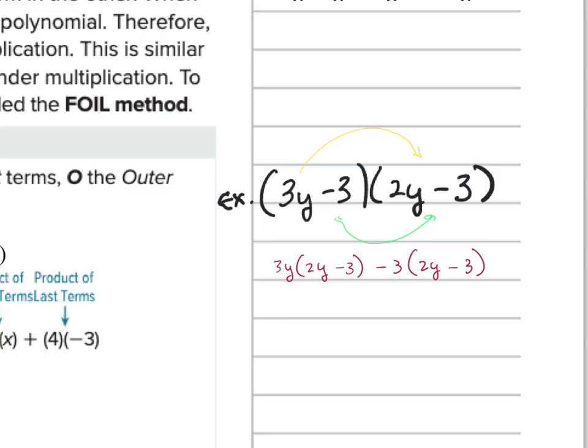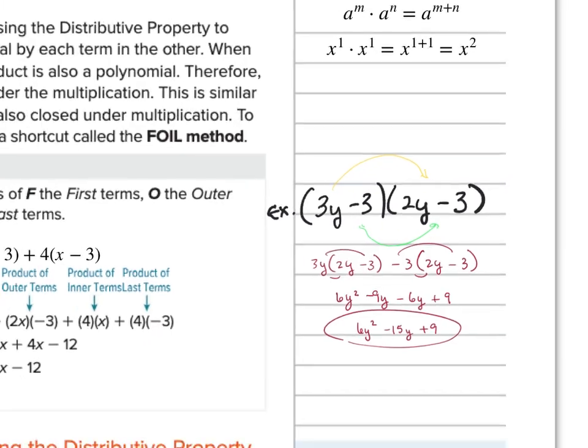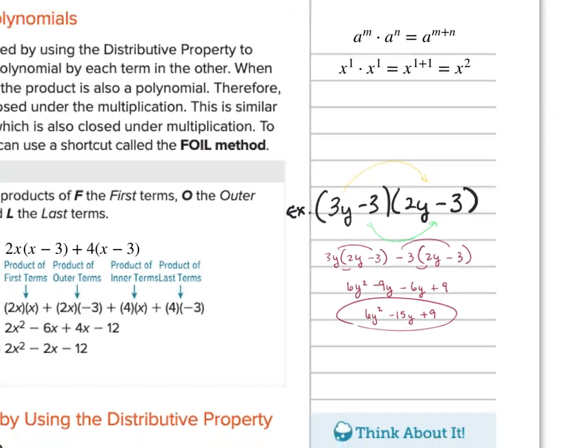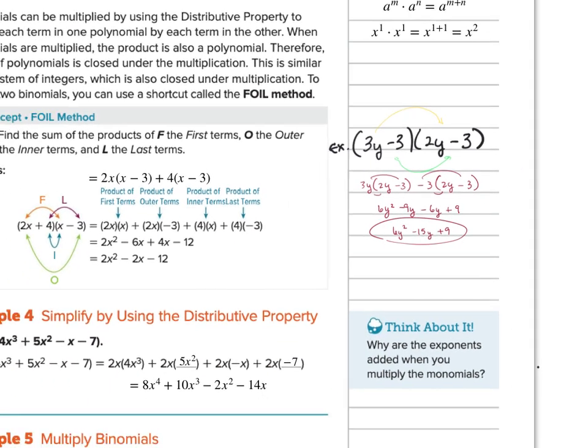And this becomes 6y squared. That becomes minus 9y. This becomes minus 6y. This becomes plus 9. And I have 6y squared minus 15y plus 9. And there you go. That is multiplying two binomials together and combining like terms.